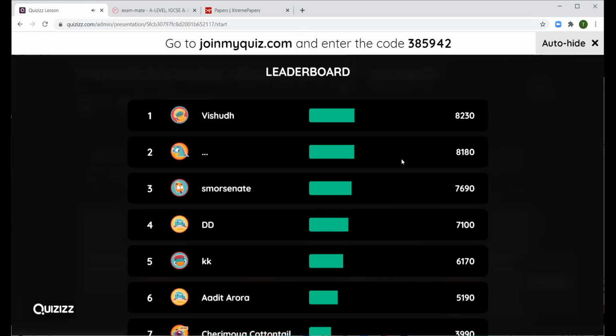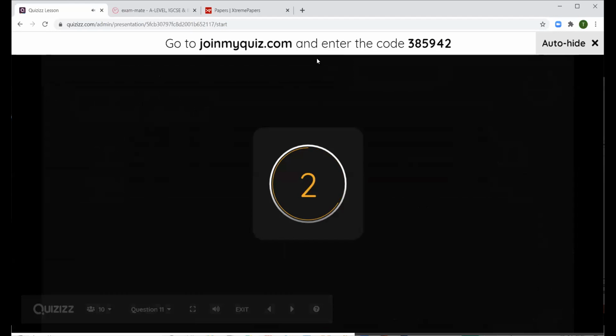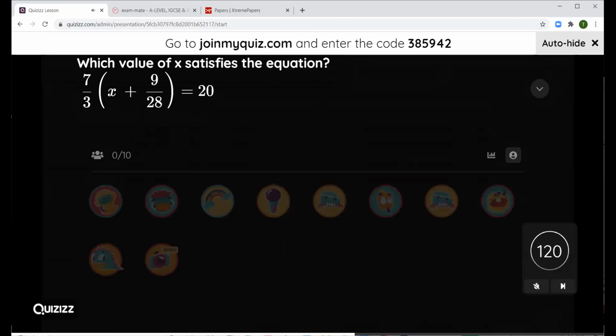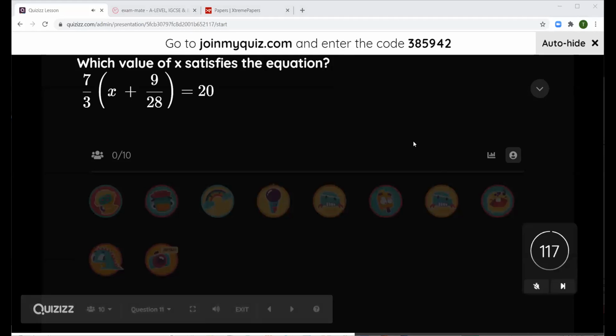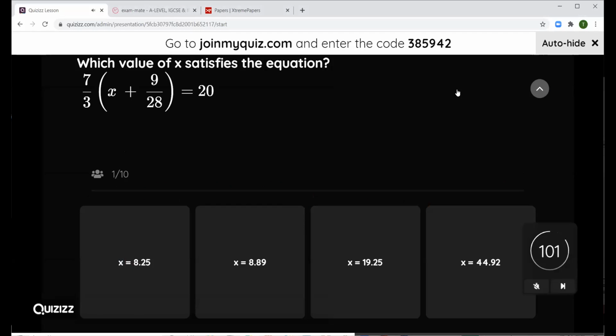So after 10 questions, Vishuddh is on the top, and then the second, and Somerset is on the third. So I think Somerset is Vyom. Next. So this is the calculator page question where you can use this equation to solve for x. And we all know what function we use while solving these kinds of questions. We can use the graph page as well, but that's not required here.